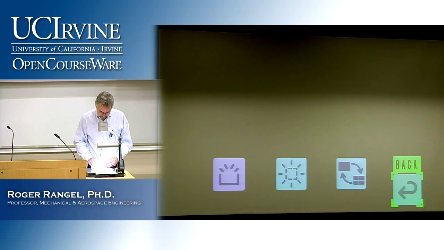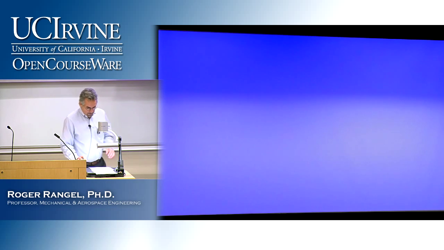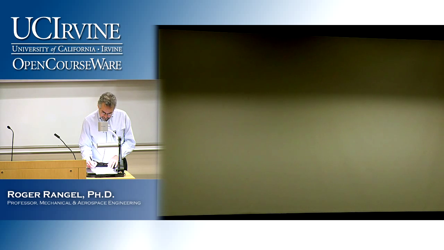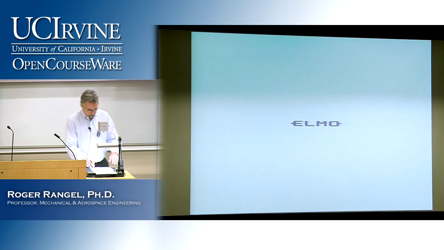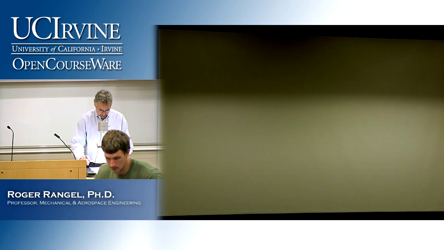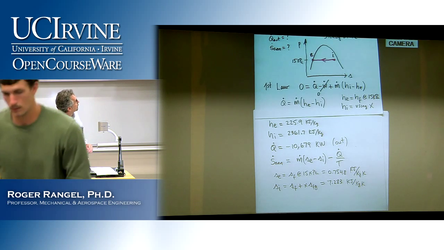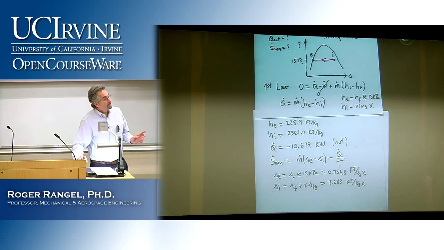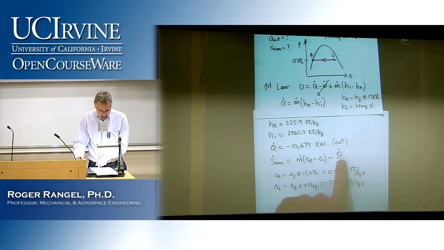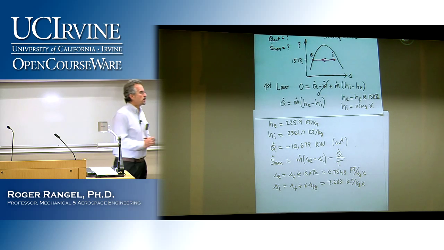Back. I have to go brute force. Kilojoules per kilogram Kelvin. So let's wait until that comes up. Okay, so I can get that. So now I have everything because I computed the Q dot. And what is this temperature?